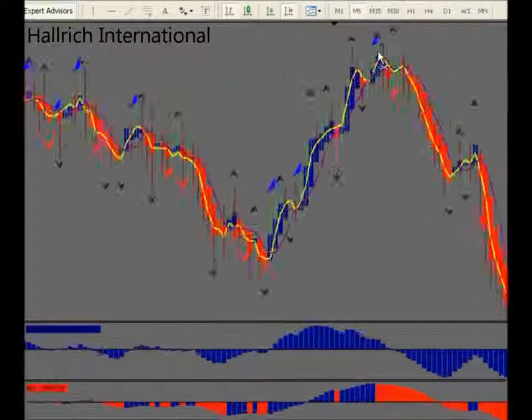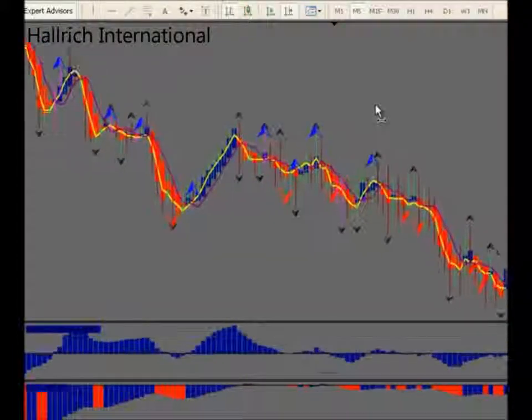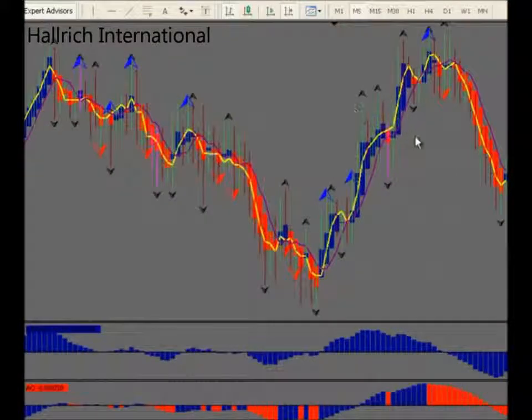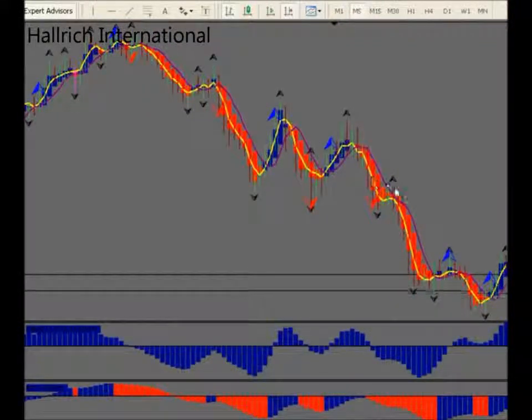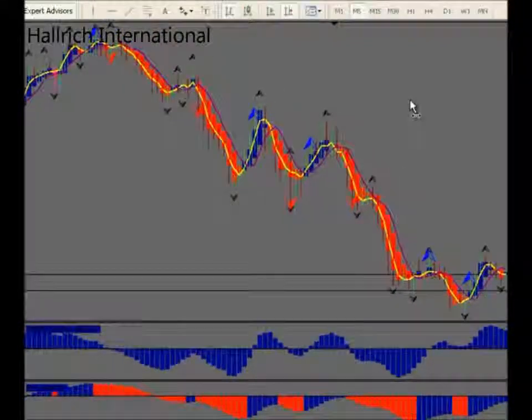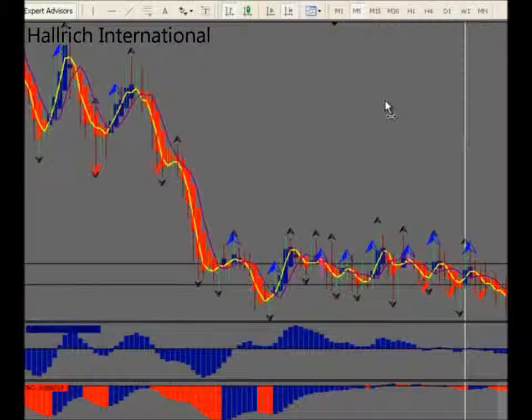Now let's look at this on a 5-minute. This is the same time frame. Look at that 5-minute. That would be awfully hard to trade. A lot of pressure. Oh, it got a little easier right in here, but you didn't know that unless you were looking at the larger time frames.